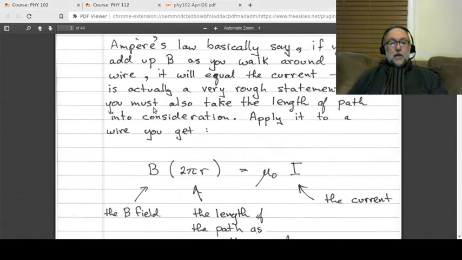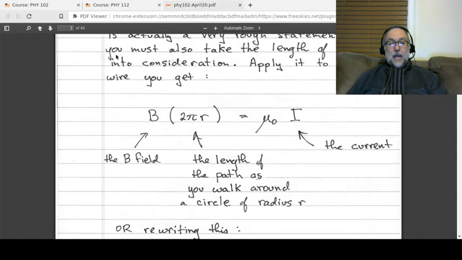So applying Ampere's law to a straight wire, here's the B field. Here's the entire path as you walk around the wire, and that's going to equal the current being carried by the wire. And then there's also this other constant, mu naught, and mu naught is called the permeability of free space. So again, Ampere's law is you add up the B field as you walk around a wire, multiplied by every little step.